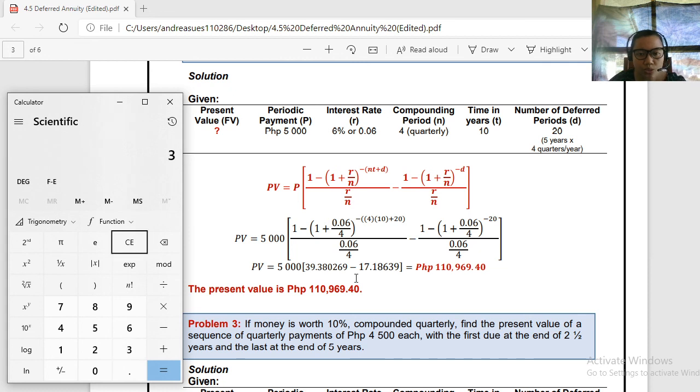So we'll just use the results: 338.0269 minus 17.18639. Okay, we are going to multiply it with 5,000. The result is 110969, round off 40. So the present value of problem number 2 is 110,969 pesos and 40 centavos. Thank you.